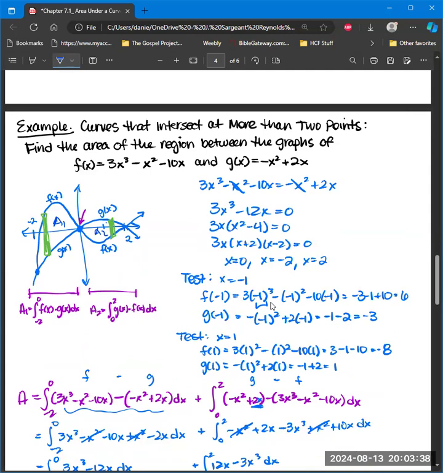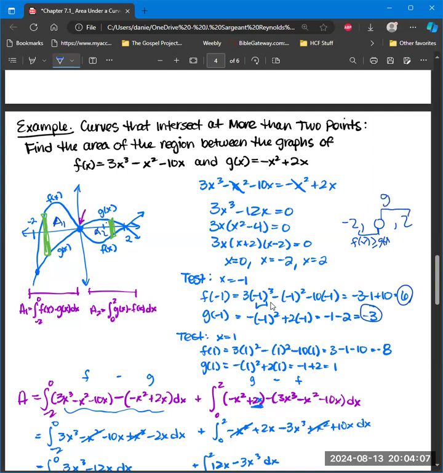So between these two regions, if I list the zeros in order from -2 to 0 to 2, between here, f of x we'll find is going to be greater than or equal to g of x. And we find that by plugging in something in between like -1 and seeing that 6 is bigger than -3. So f of x is always going to be bigger than g of x.